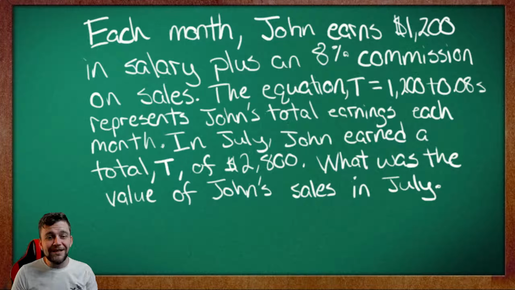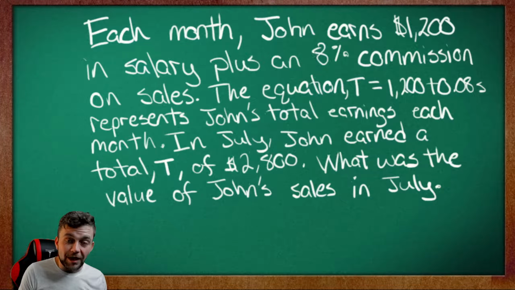Each month, John earns $1,200 in salary, plus an 8% commission on sales. The equation T equals 1,200 plus 0.08 S represents John's total earnings each month. In July, John earned a total T of $2,800. What was the value of John's sales in July?